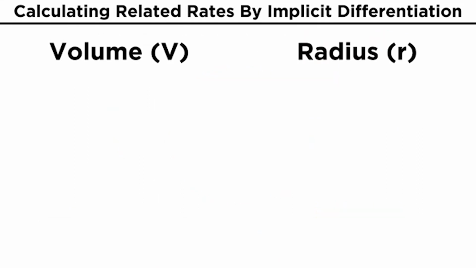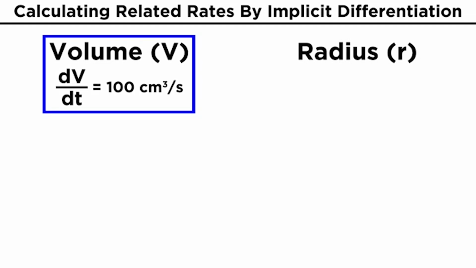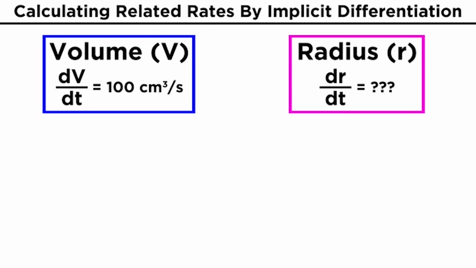Well, let's say that volume is V and radius is r. Then dV over dt, or the change in volume over time, equals 100 cubic centimeters per second, as we measured. But what we want to know is dr over dt, or the change in radius over time, at the moment that the radius is 25 centimeters, since the radius is half the diameter.